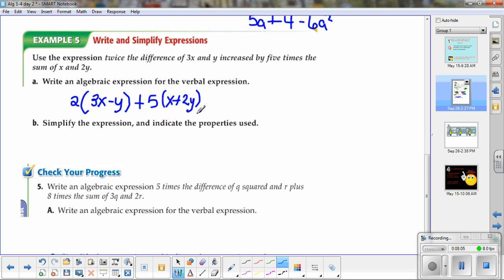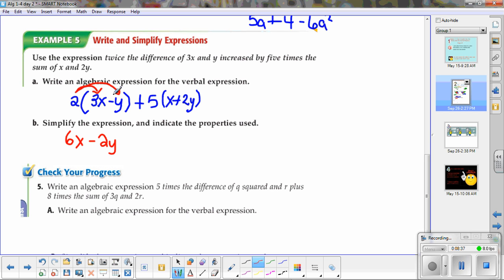Now part B is to take that algebraic expression and simplify it. It says to indicate the properties used, but you don't need to do that. What you're going to do first is multiply this 2 times 3x. 2 times 3x is 6x. And then 2 times a negative y. 2 times a negative y is a negative 2y.